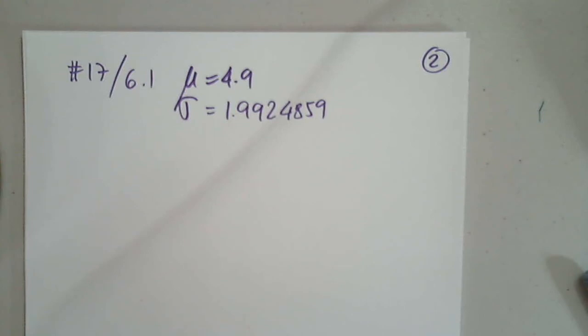Answered correctly is 4.9 with a standard deviation of this. Interpret the results. The expected number is 4.9 with a standard deviation of 2. Okay. The expected number of questions answered correctly is 4.9 with a standard deviation of 2.